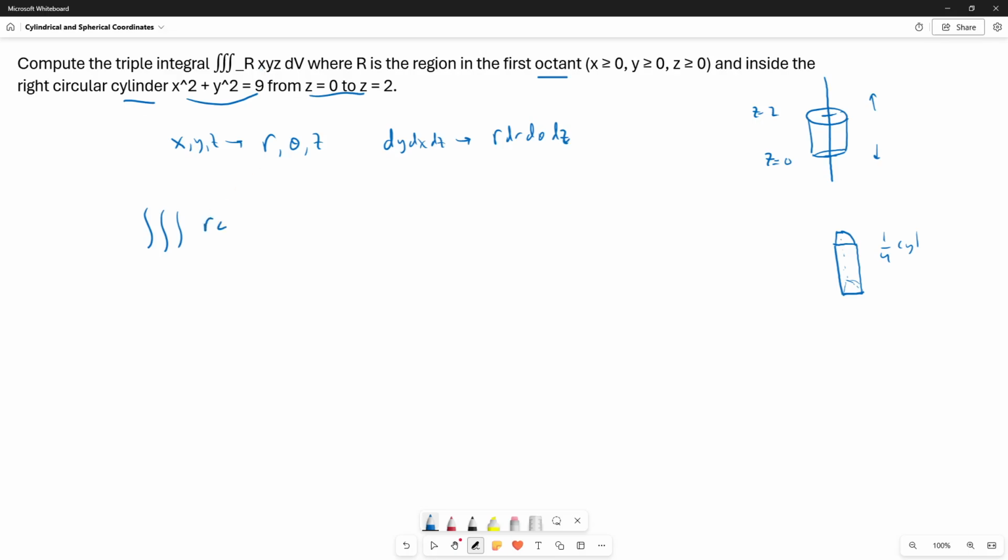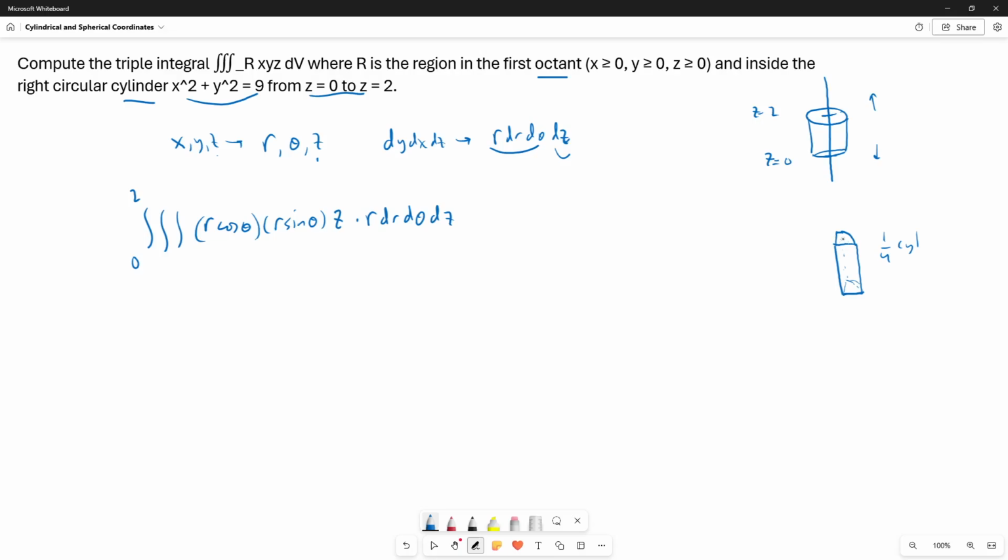x is r cosine theta, y is r sine theta. Those are the standard polar coordinate transformations, and in cylindrical coordinates it's just polar in x and y and then z. Just leave the z alone. So we have a z, which will just stay z, and then dV is going to be r dr d theta dz.